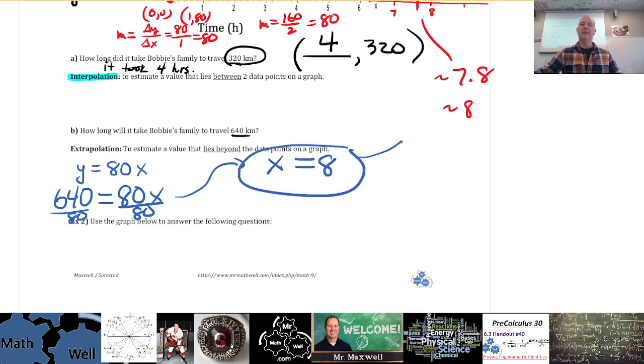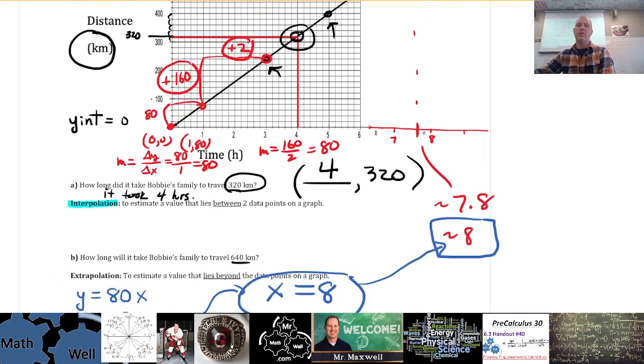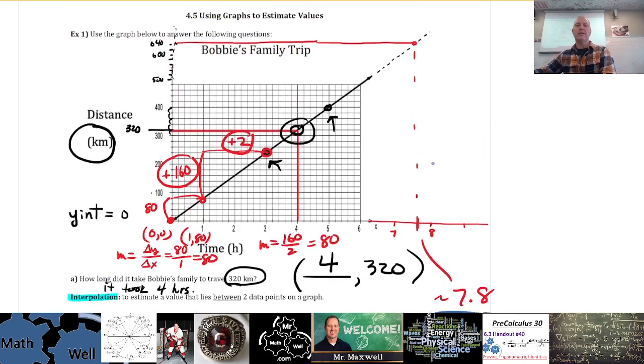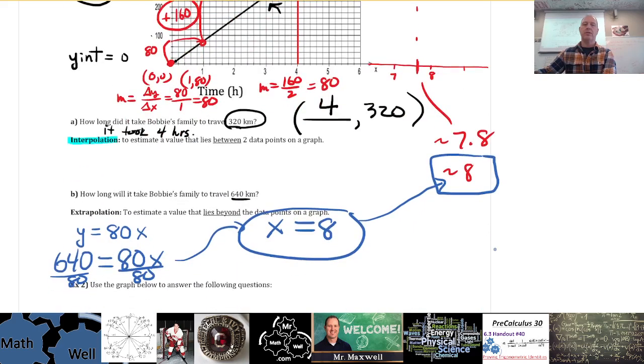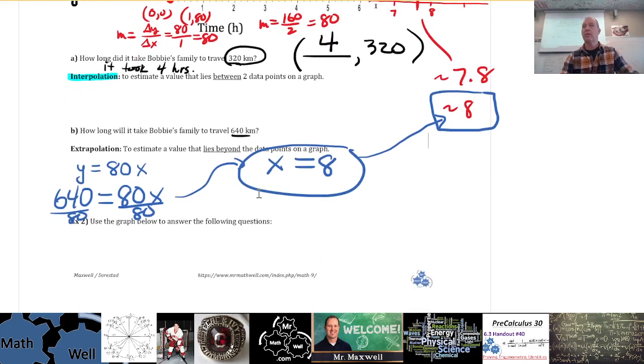Well, 8 seems to go with this value of 8 right over here. So the graph that we made was not quite accurate, and that's the risk you run when you extend that graph a little bit. Now, if you use a ruler and you're very careful, these numbers should all line up pretty well. Okay? So interpolation, extrapolation, getting information from the graph is the main point here. To double check that information, it's a good idea to figure out what that equation is, which we spent time on already. Okay. Any questions about number 1?